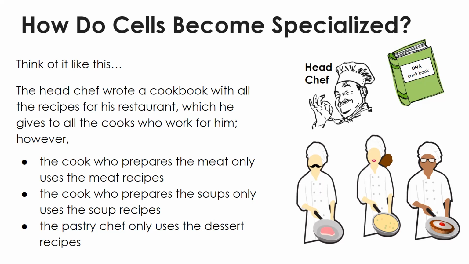This is the way I like to think about it. Think about it. The head chef wrote a cookbook of the recipes for his restaurant, which he gives to all his cooks who work for him. So the head chef has all these cooks, and he has this cookbook that he put all his recipes in, all his recipes for his meats, all his recipes for his soups, and all his recipes for his desserts.